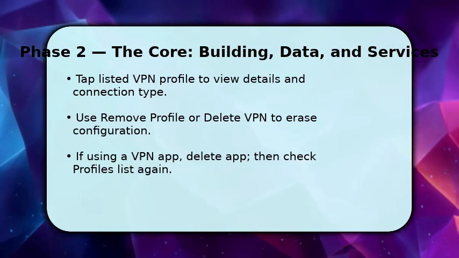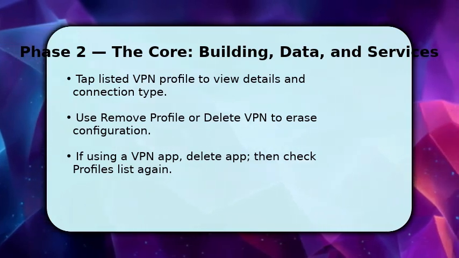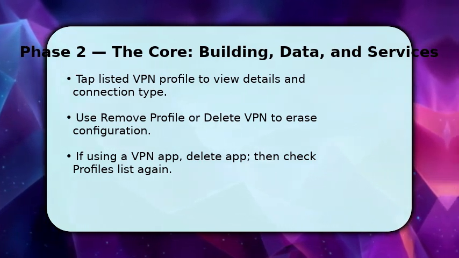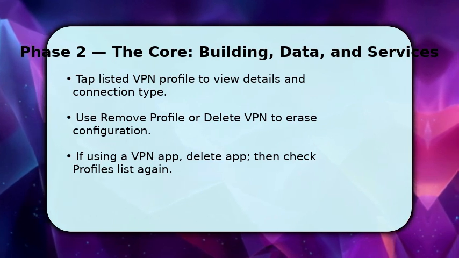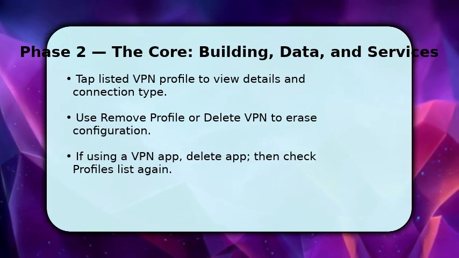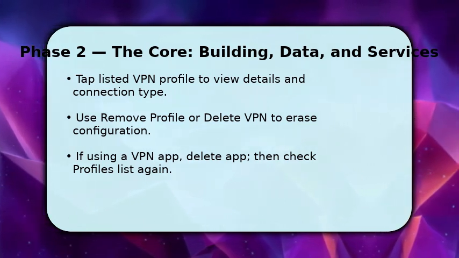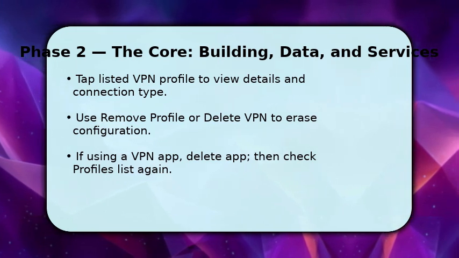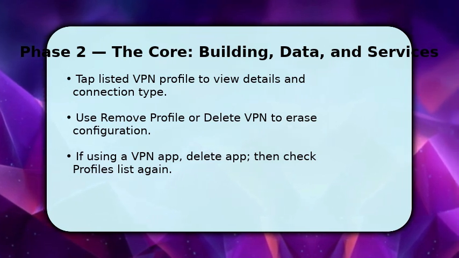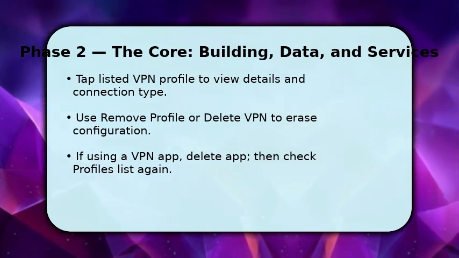You now remove the configuration. Tap the VPN profile to view details and the connection type. If it is a configuration profile, choose Remove Profile or Delete VPN and confirm with your passcode or Face ID. If the VPN was installed via an app, delete the app, then return to Settings to verify the profile is gone. Once done, reboot the iPhone to clear caches and temporary network settings.